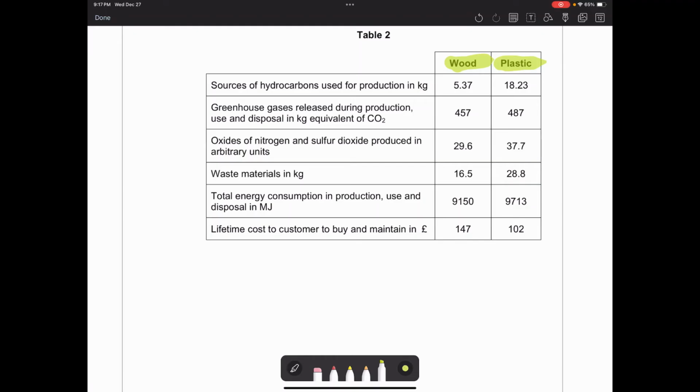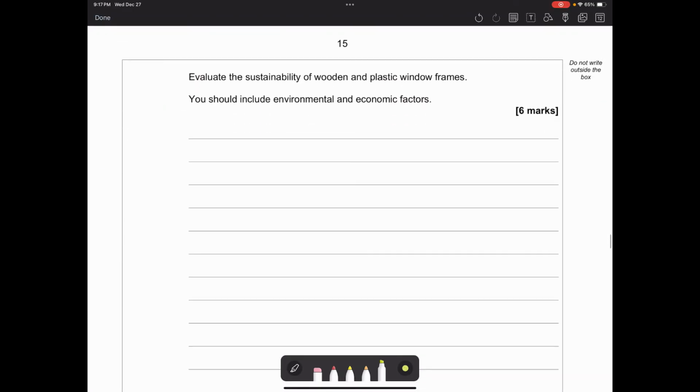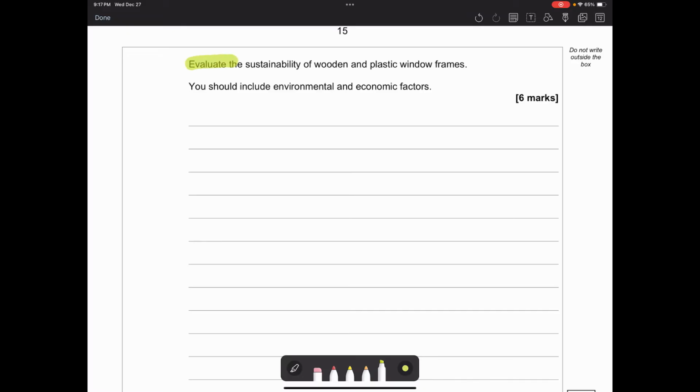You've then got loads of different information here, like sources of hydrocarbons used in the production in kilograms, the greenhouse gases released, the oxides of nitrogen and sulfur dioxide, waste materials, energy consumption in production, and the lifetime cost. We've given you loads of information, and the question is, evaluate the sustainability of wood and plastic frames. You should include environmental and economic factors. So obviously environment and economic to do with money and cost.